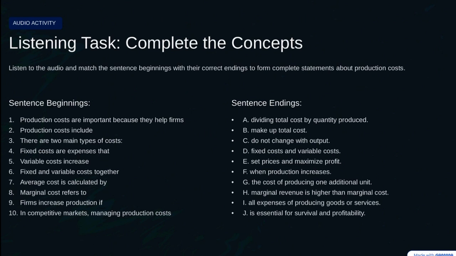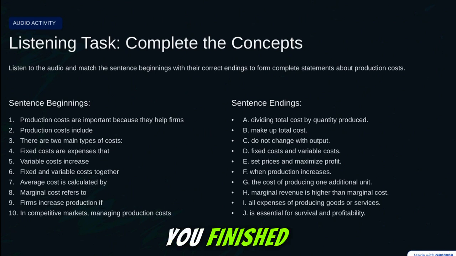Average cost is total cost divided by quantity. It shows cost per unit. Marginal cost is the cost of producing one additional unit. Firms compare marginal cost with marginal revenue. If cost is higher, they reduce it. Inflation can increase production costs, while technology can reduce them. In competitive markets, managing production costs is essential for survival and profitability.